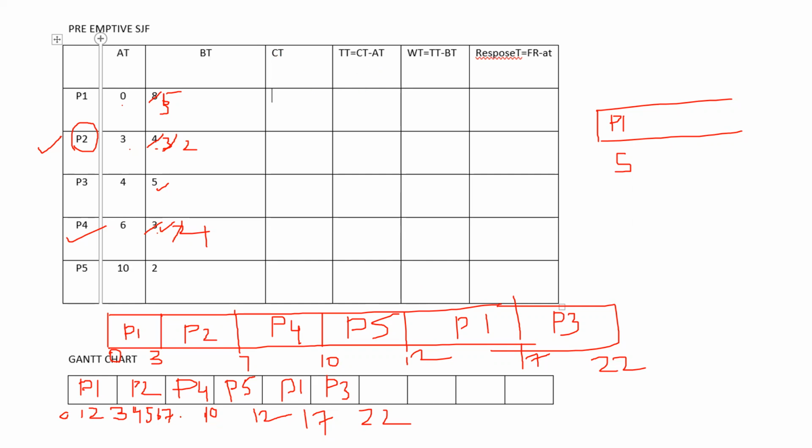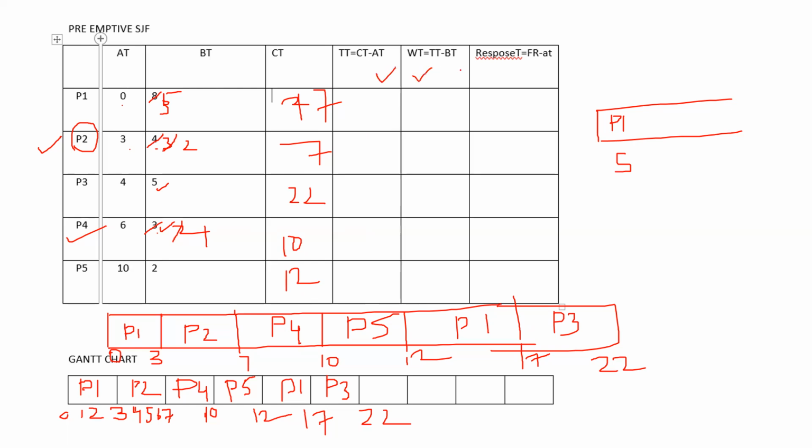So completion time of P1, what is the answer? Completion time of P1 is, sorry, 17. Completion time of P2 is 7. P3 completion time is 22. P4 completion time is, no, here 6 3. P4 completion time is 10, and P5 completion time is 12. TAT is CT minus AT, 17 minus 0, 17. Like that you have to complete it.